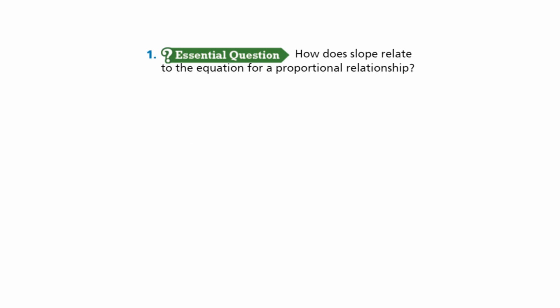Videos over textbook page 136. How does slope relate to the equation for a proportional relationship? Well, slope is the fraction y over x and how they relate to each other, which represents the letter k in the equation y equals kx.